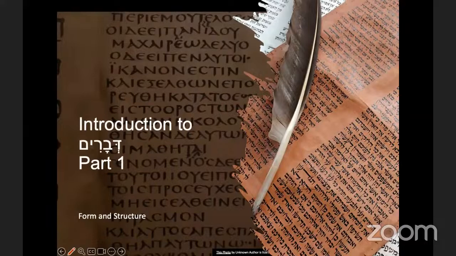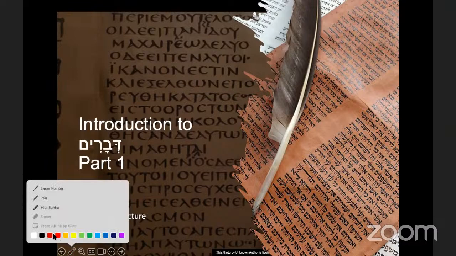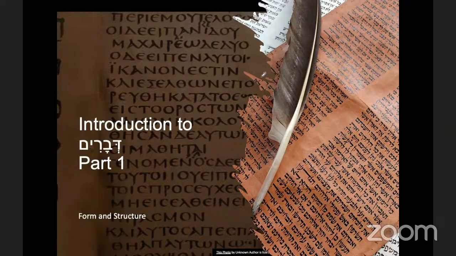So let's see. Let's have a little pen here. I can make notations. So this is an introduction to Devarim. It is part one. There is a second part to this. Just to show you some interesting things in the book and also how important the language is. It might not seem that way, especially if you're used to just reading English, but you really are missing most of the Bible with the English text.